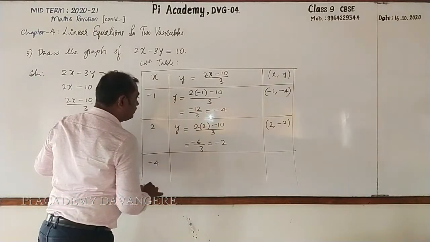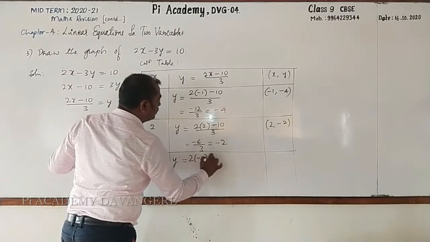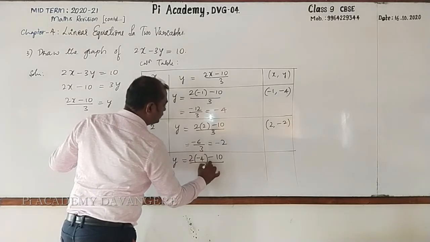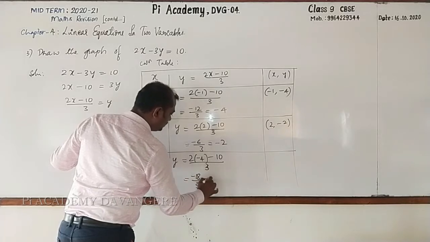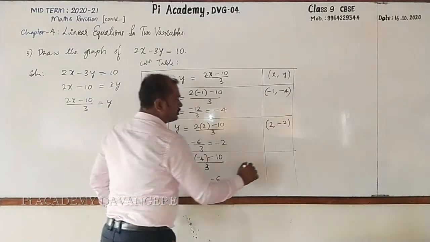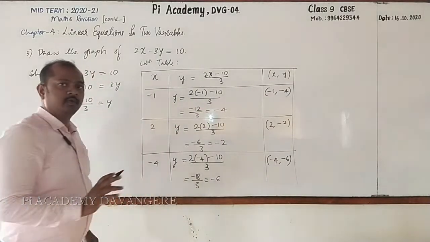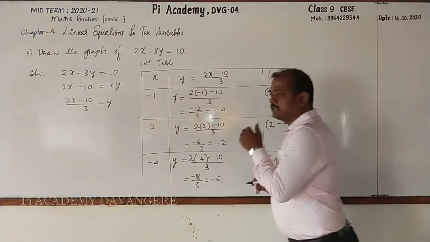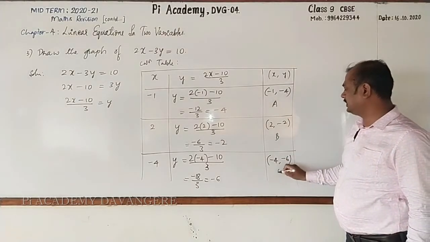Let us go for taking minus 4. So then y is equal to (2 into minus 4 minus 10) by 3. It's equal to minus 18 by 3 is equal to minus 6. So it is minus 4 comma minus 6. And you can name these coordinate points as A, B and C.